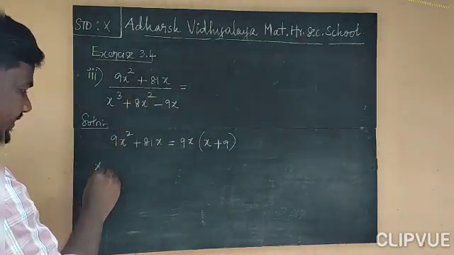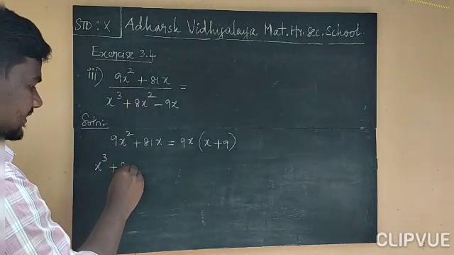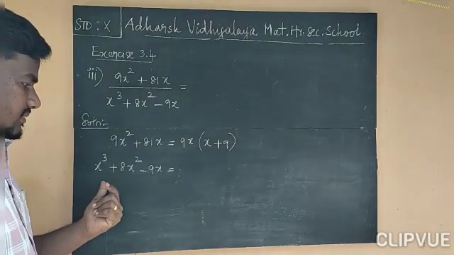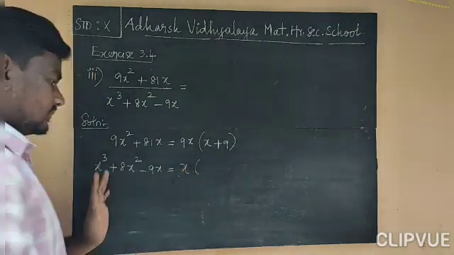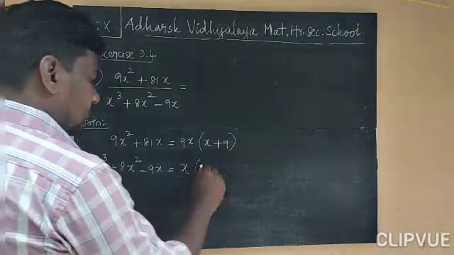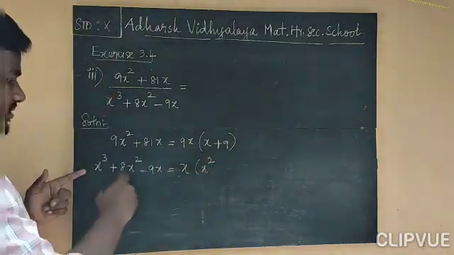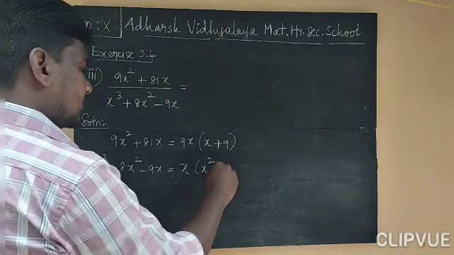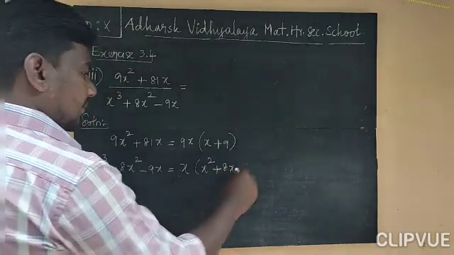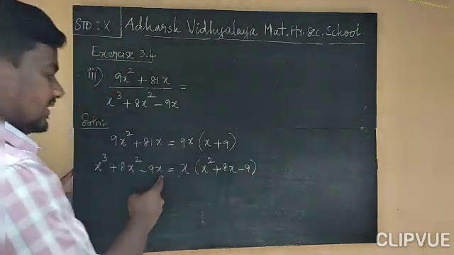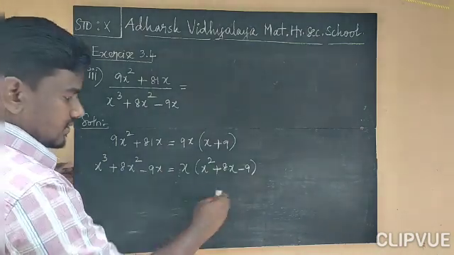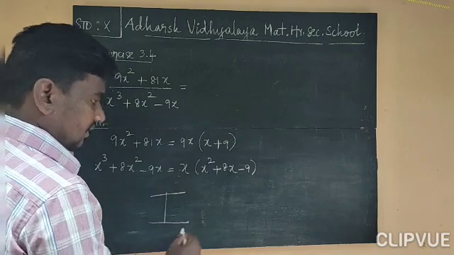Similarly, the second one, x cube plus 8x square minus 9x. So here x is the common factor. There are three terms and x is the common factor. If we take x out, from x cube we have x square, and from 8x square we have 8x, and minus 9. Already we took the x out. So we have a quadratic polynomial. So this quadratic polynomial's factors we are going to find.